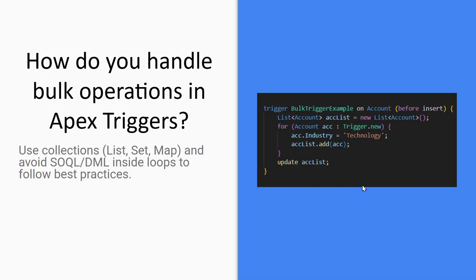As you can see in the code here, we are collecting all the Trigger.new account records in the acc list, and we are also updating the industry field to Technology, and we are updating the entire acc list here. We are not updating each record one by one, so that is not a good practice. So we generally use this logic to update the records.